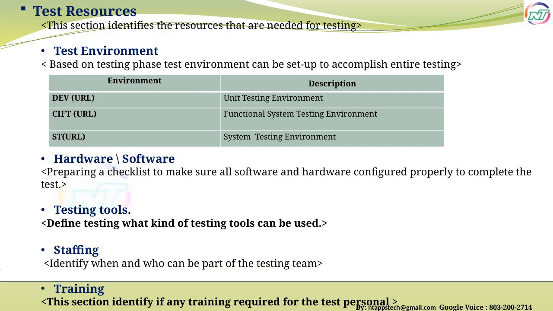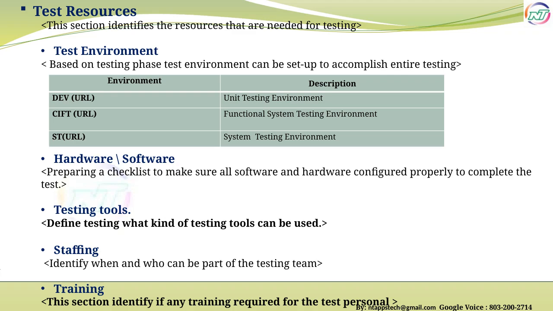For effective testing, it's important to have the right resources in place. This starts with setting up the test environment according to the testing phase, ensuring it supports all test activities. We'll prepare a checklist to confirm that all hardware and software components are properly configured before testing begins. Selecting the appropriate testing tools is also crucial, as these should align with the type of testing being performed, whether functional, system, or unit testing.